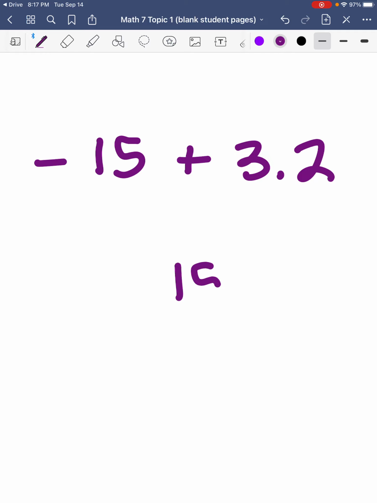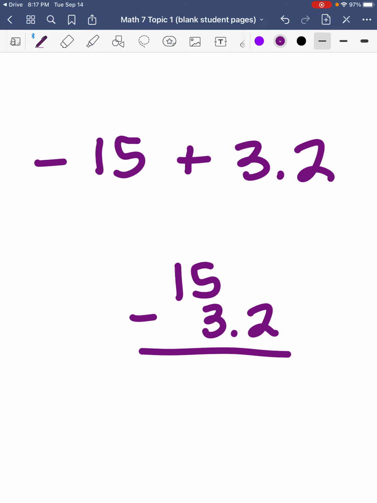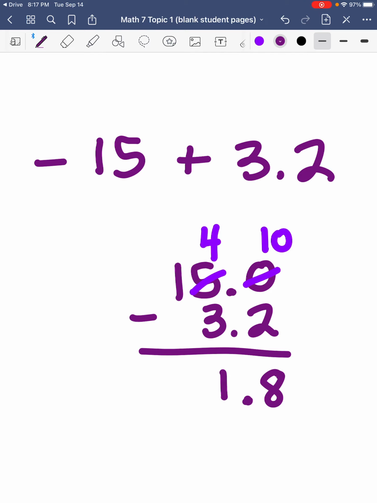So 15 is farther away from 0, so that goes on top. 3.2 goes on the bottom. We're subtracting. I'm going to add a decimal and a 0 here. Now, I can't take 2 away from 0, so I'm going to have to borrow. This 5 becomes a 4, and that 0 becomes a 10. So now 10 minus 2 is 8. Bring down your decimal. 4 minus 3 is 1, and bring down this one right here.